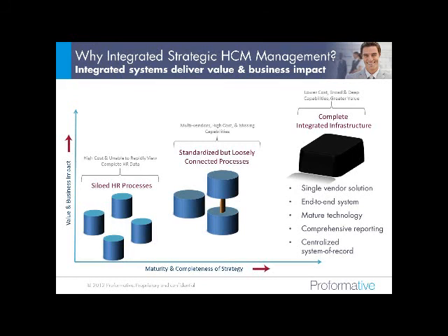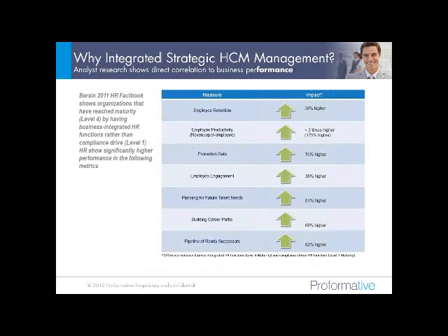As we move through the maturity and completeness cycle, we also see that validated through a study done by Bersin. If you look at the 2011 HR Fact Book, we'll see that it shows organizations that have reached maturity, L4, by having business integrated HR functions rather than a compliance driven by itself, HR shows significantly higher performance in the different metrics that you'll see on the right-hand side there. Specifically, starting with the pipeline of ready successors, building career paths, ensuring that your top performers, your bottom performers are identified, and you have the right people in the right jobs at the right time with the right skill. That is critical and important.